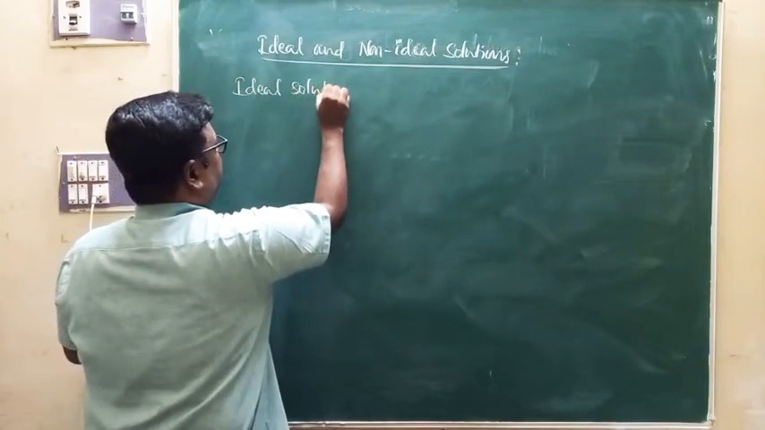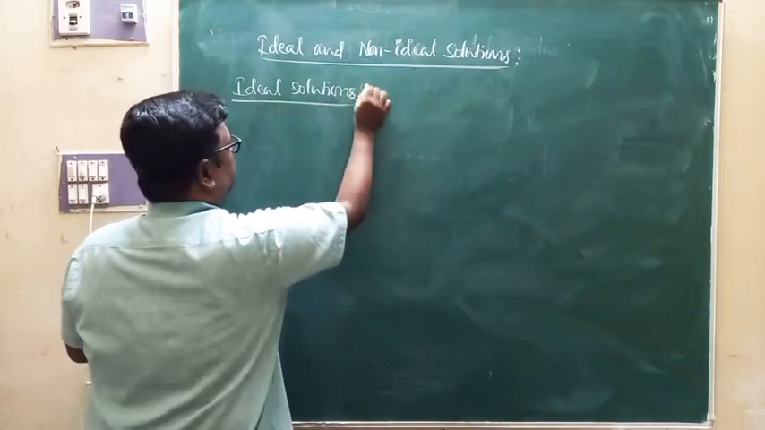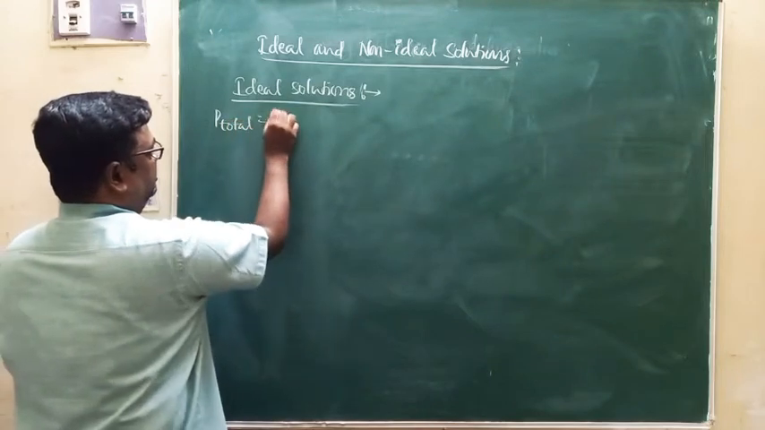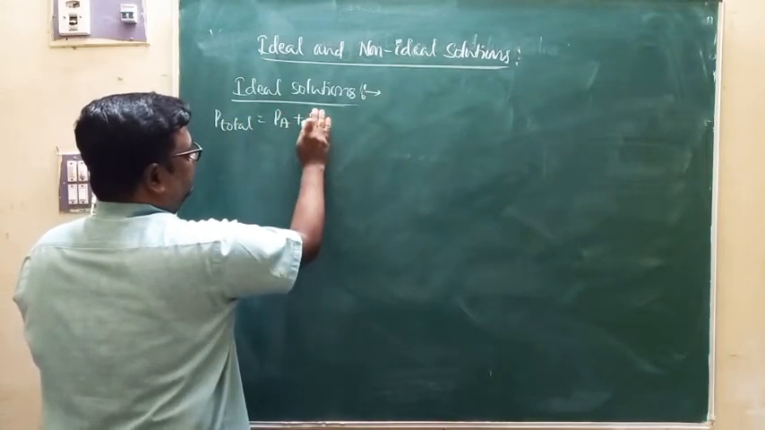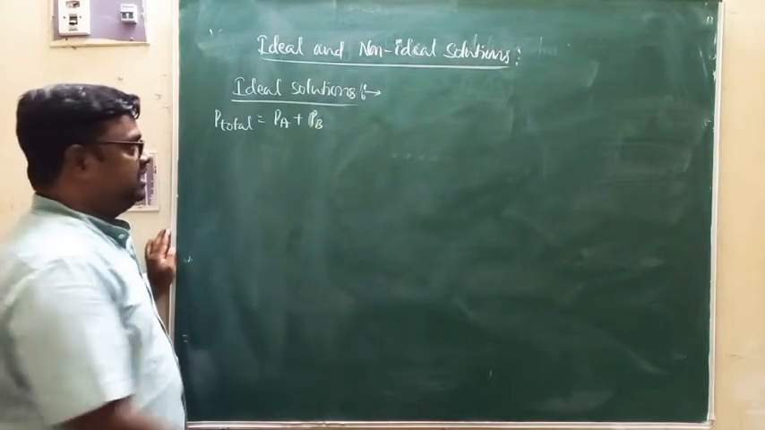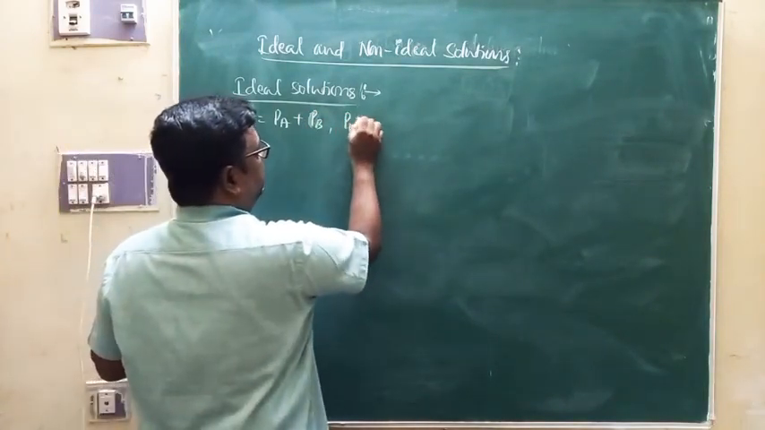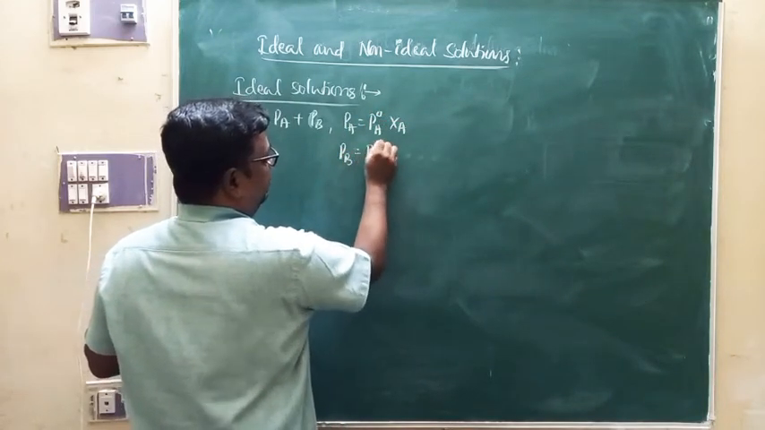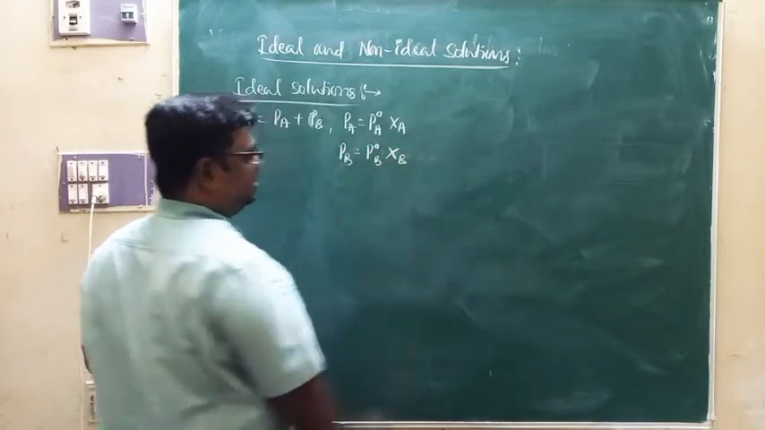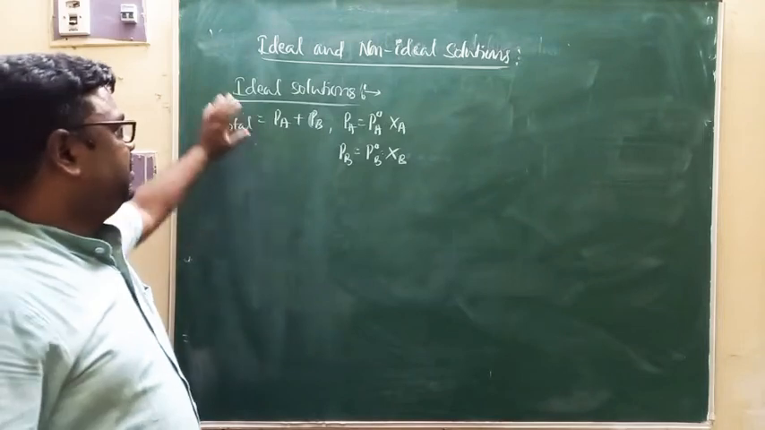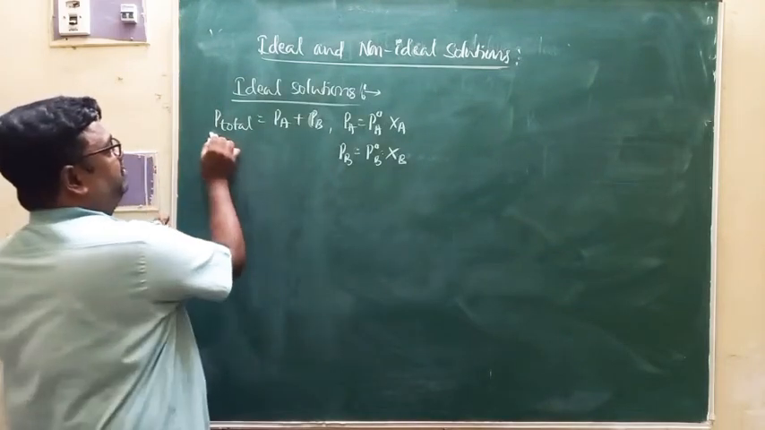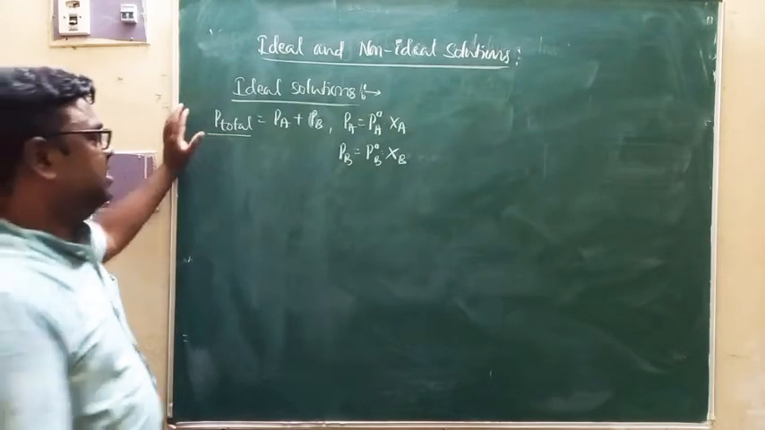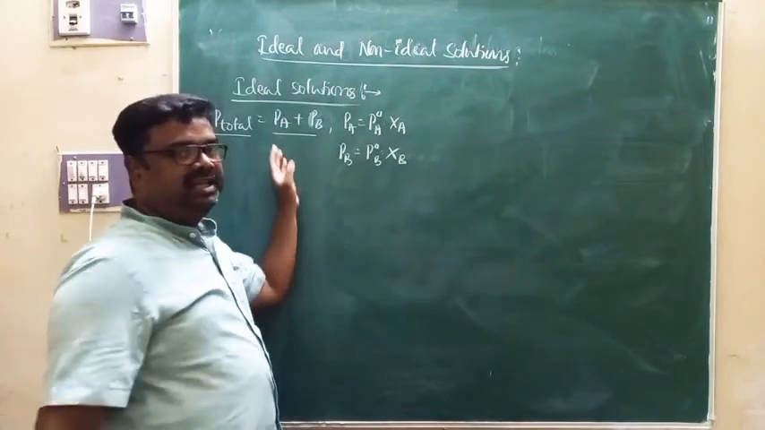As far as ideal solutions are concerned, these are the solutions which follow Raoult's law, that is P total is equal to PA plus PB. In the case of ideal solutions, PA is equal to P naught A into XA, and PB is equal to P naught B into XB, and this is what we call Raoult's law. In the case of ideal solutions, the total vapor pressure of the solution is exactly equal to the total vapor pressure as calculated from Raoult's law.